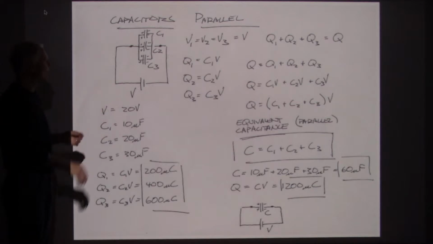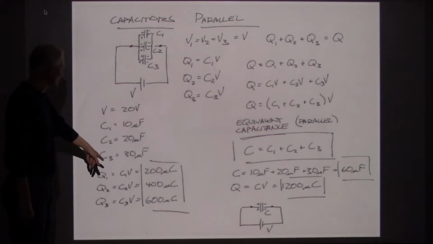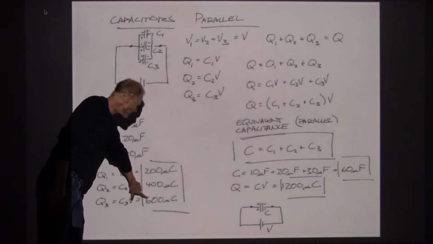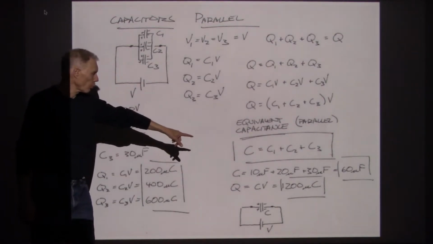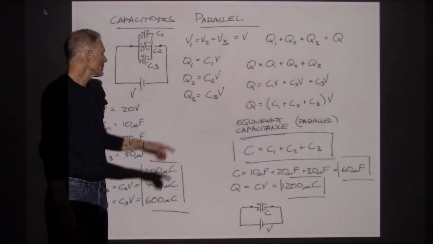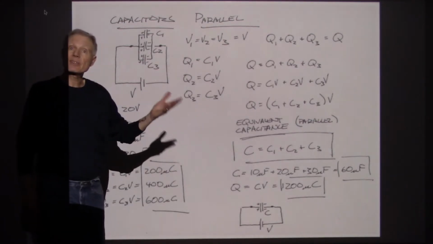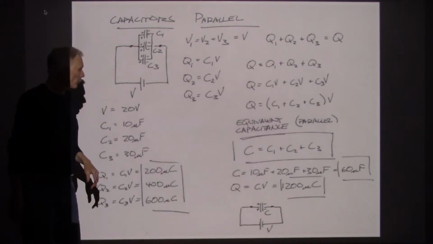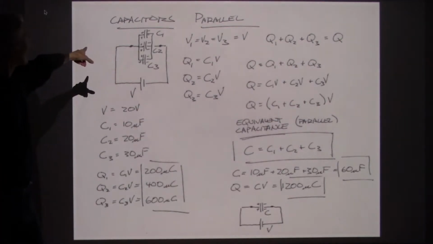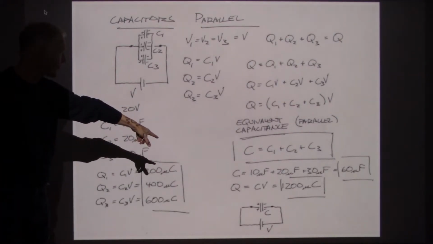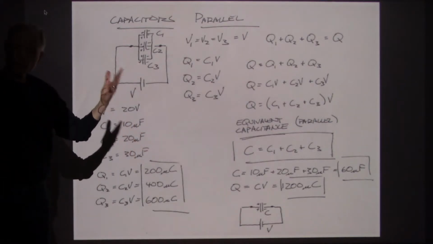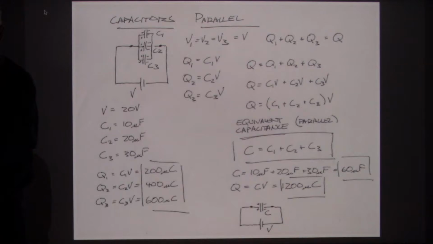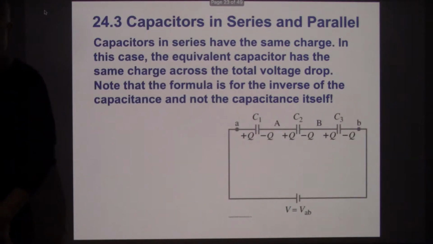I mean, if you stare at the formulas long enough, you can see that that's what we've done here. We're going to get 200, 400 plus 600 is going to give us 1200 microcoulombs, and the net capacitance now is 60. And that's the combined 10, 20, and 30 microfarads. So now we've replaced this circuit with the one here, and the charges are adding up. The voltages are the same. The voltages have not changed, and the capacitance is all added together.